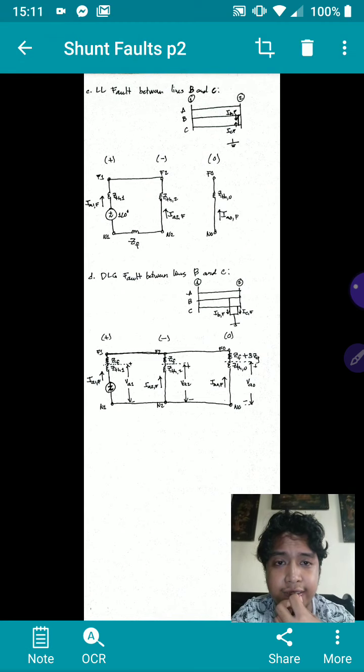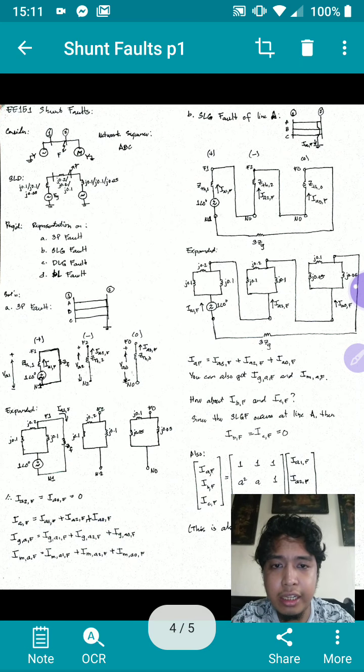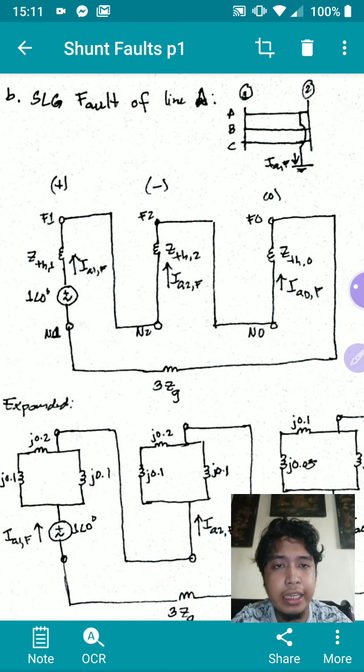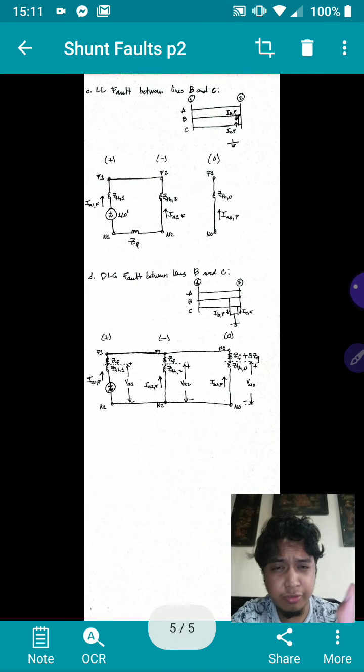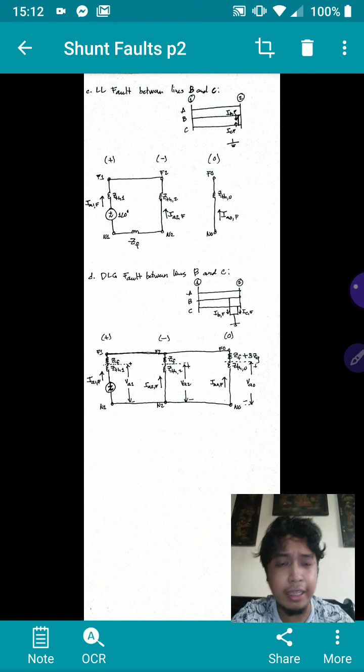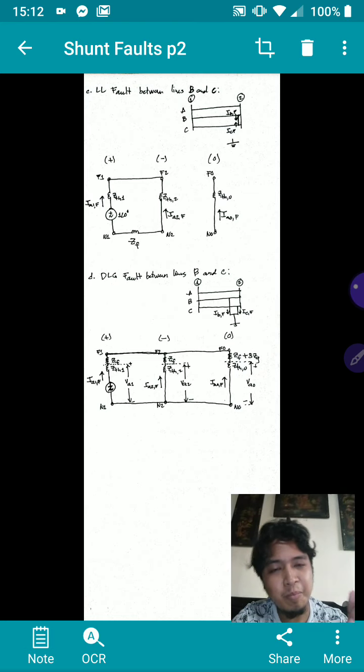What more can I say? Okay. So take note again. I'll reiterate that this is for single line to ground fault on line A, line to line fault between B and C, and then a double line to ground fault between B and C. So sir, what will happen if the double line to ground fault happens between, let's say, C and A, or A and B?